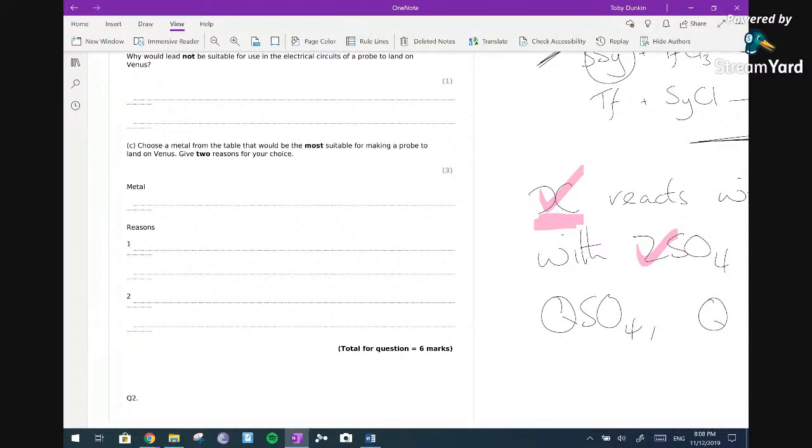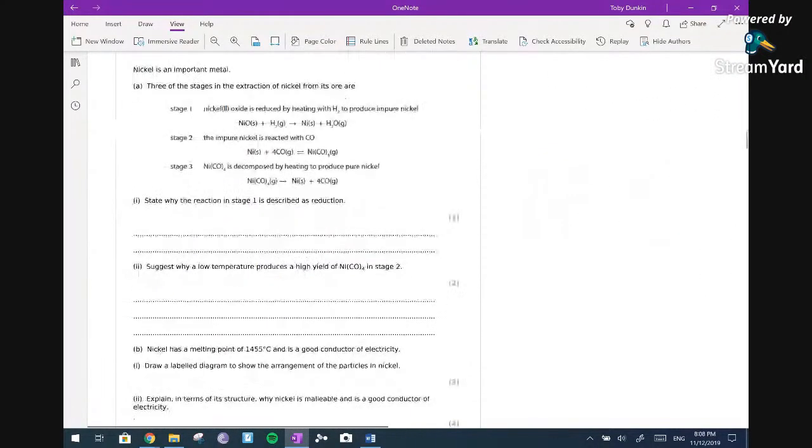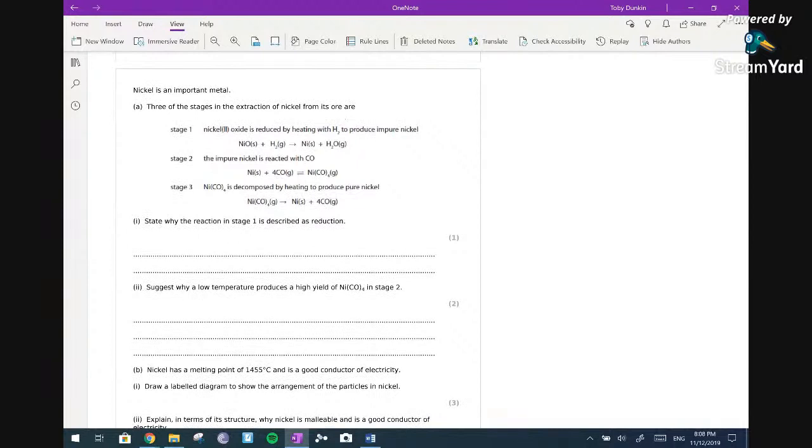So the metal is going to be titanium. It has the lowest density of the 2 metals that won't react with the atmosphere and won't melt. So melting, you'd say titanium. Why? Reason number 1 is it won't react with the atmosphere. Reason number 2 is that it has a high enough melting point to survive with the temperature. Done.